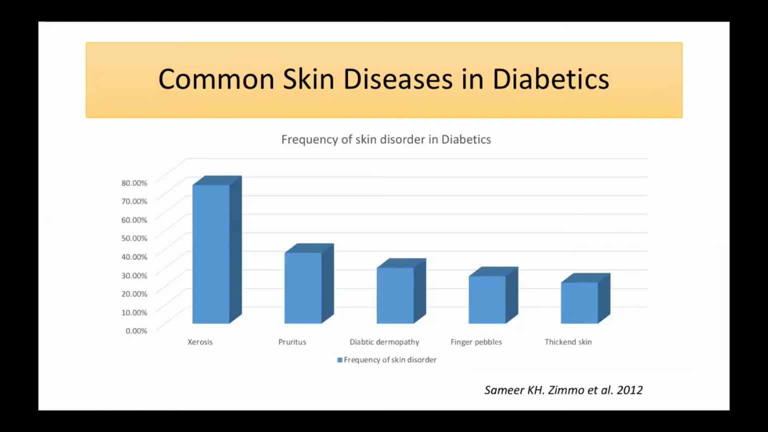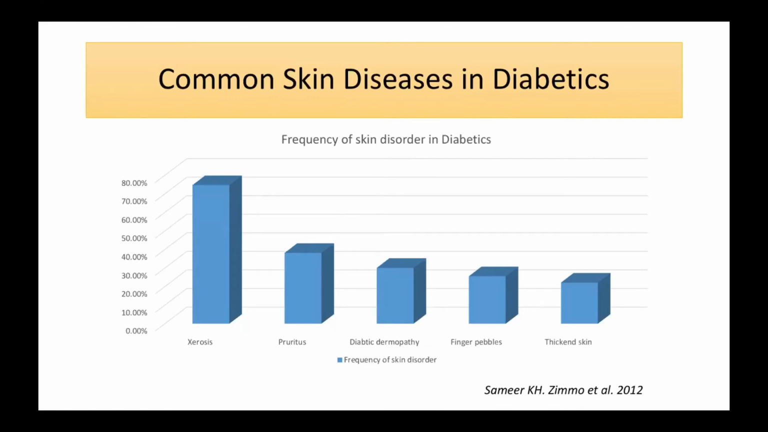Okay, so there's a study which shows how common, what is the frequency of skin disorder in diabetes? So of course, xerosis. What do you mean by xerosis? Xerosis is actually dry skin. So it's the commonest. It can be up to 75% of people who have diabetes will have dry skin. And of course, if you have dry skin, you will have itchiness, and you can have diabetic dermopathy.